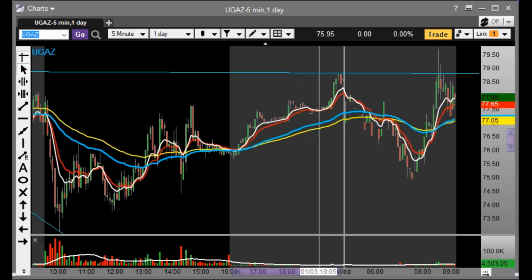But basically everything that you do is probably something that you came up with that worked for you and your personality. So I see your setup on the UGAZ chart, and it looks to me like you have a lot of different moving averages. Is that what they are? The blue, the yellow, the red, the white? Yes. Moving averages? Okay. Right.